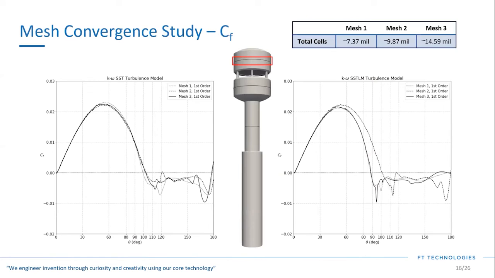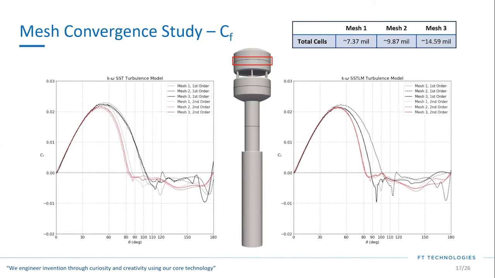Next is the mesh convergence study. The parameter that we use to monitor the mesh convergence is the skin friction. Here on the left-hand side, you've got the SST model, and on the right-hand side is the SSTLM model, the gamma Re theta model. On the x-axis, you've got the degrees, so 0 representing the stagnation point, with 180 degrees representing the backside of the cylinder. And we've plotted all three meshes for first order spatial discretization.